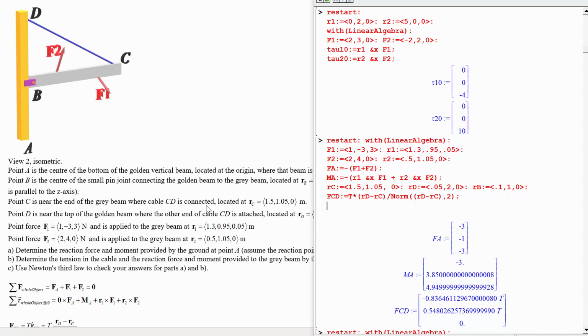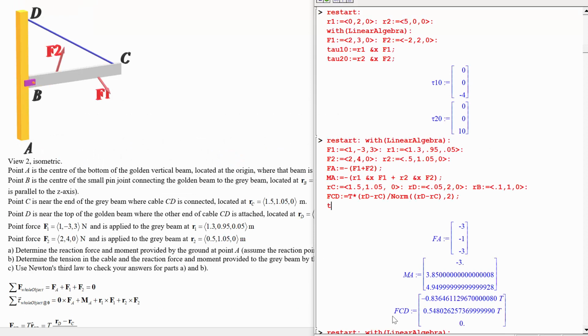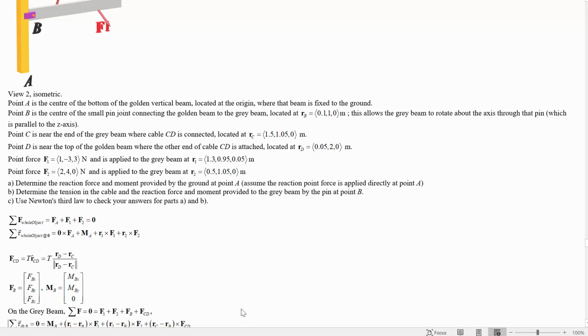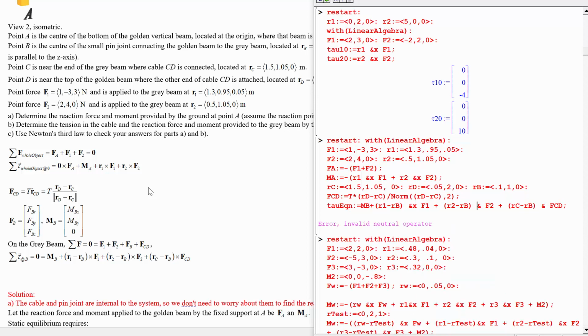Next, we can use this net torque equation about point B that we found. So net torque about point B is going to be MB, this thing we worked out down here, the moment that pin B applies, plus R1 minus RB crossed with F1, plus R2 minus RB crossed with F2, plus RC minus RB crossed with FCD. So that'll be the torque equation.